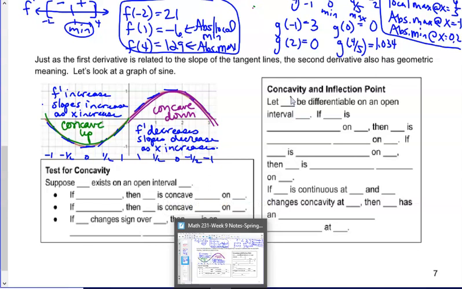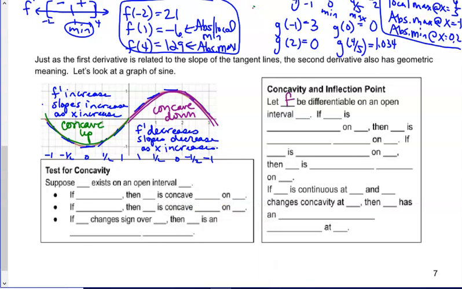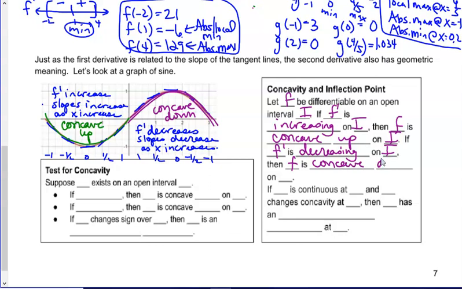So let's do a definition here. Let f be differentiable on an open interval I. If f prime is increasing on I, then f is concave up on the interval. That's what we just talked about here. But if f prime is decreasing, all the slopes of those are going down on I, then f is concave down on that interval I.